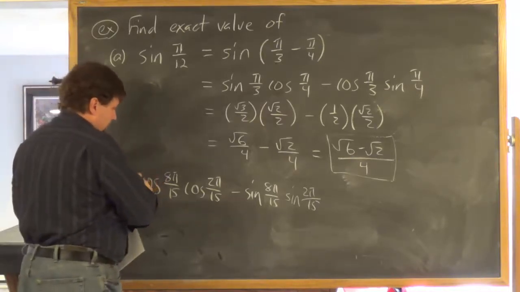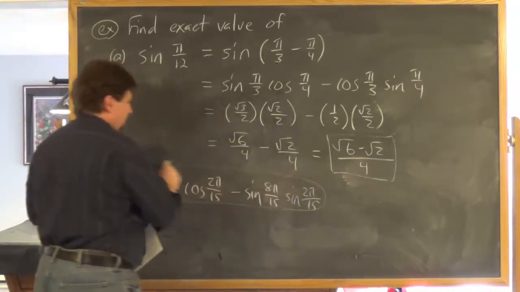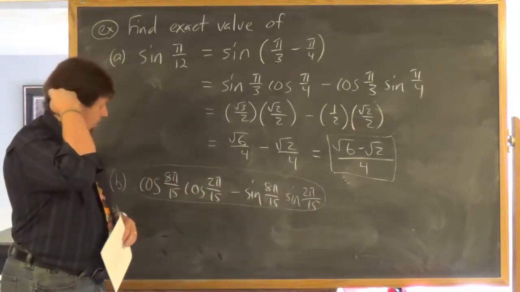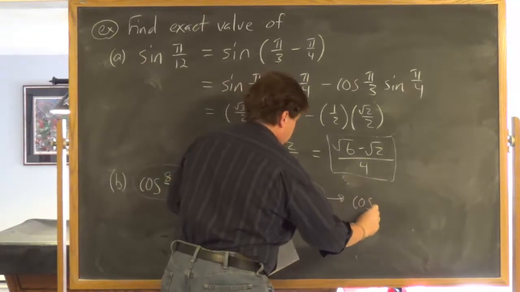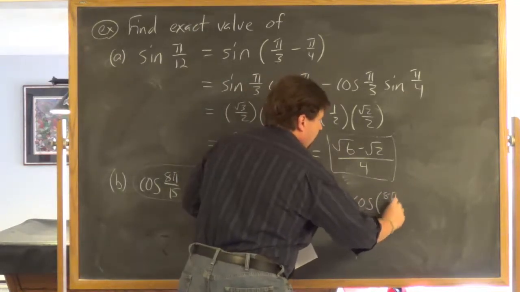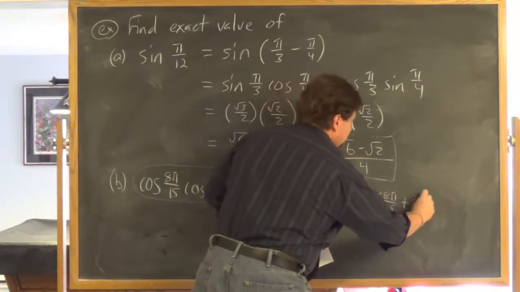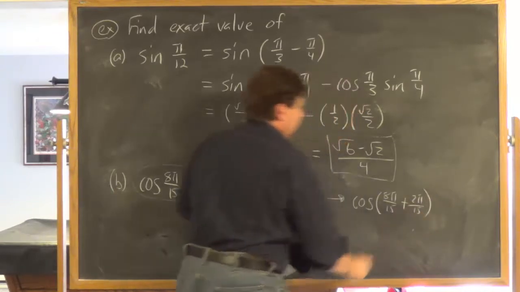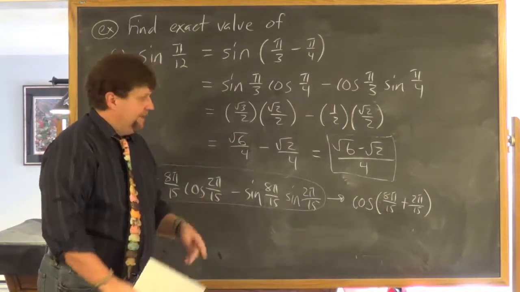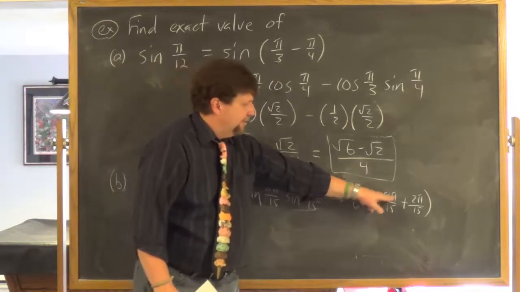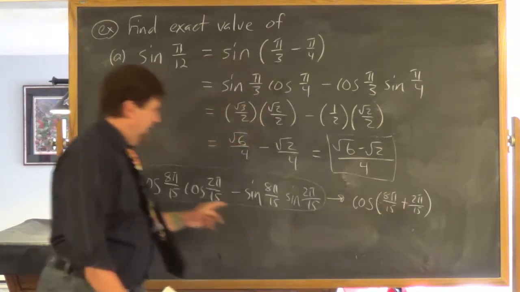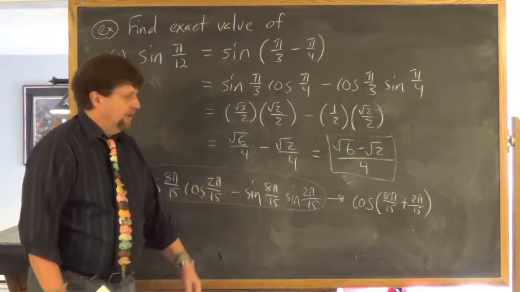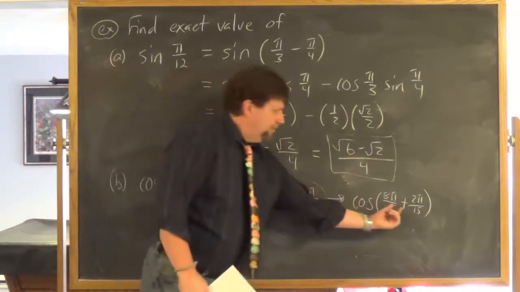So all of this here is really the result of doing the cosine of 8 pi over 15 plus 2 pi over 15. Look at the identity. If you saw cosine of 8 pi over 15 plus 2 pi over 15, you would use that sum identity and rewrite it like this. So I can use that identity to put it back together.